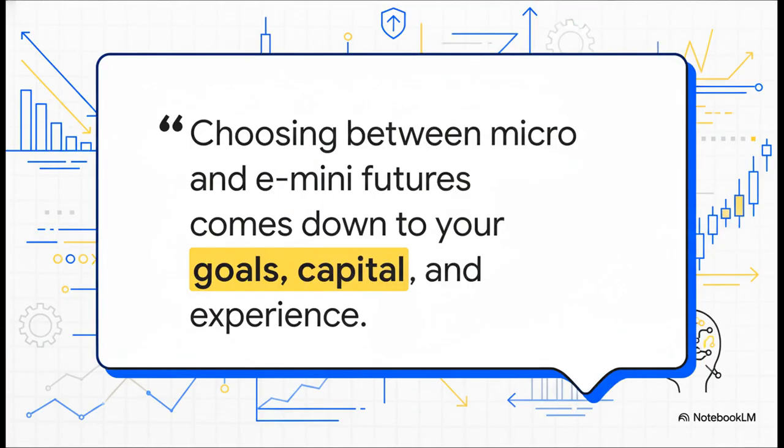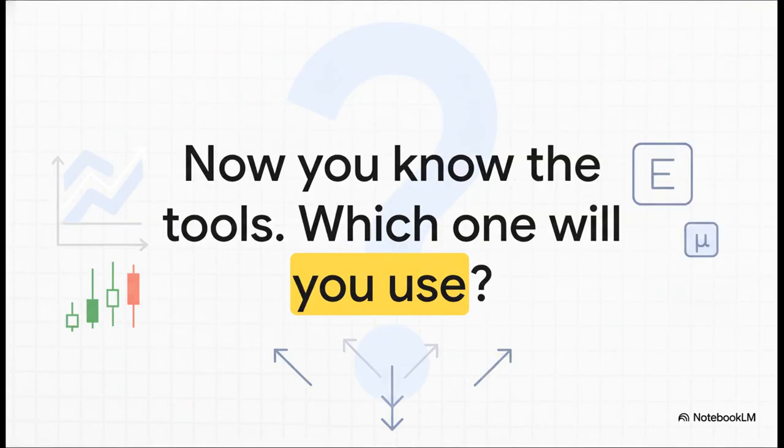And that really is the core takeaway. There is no single better contract here. The decision is a personal one, and it's tailored specifically to your individual journey in the markets. The best tool is simply the one that fits your current needs and allows you to execute your strategy both effectively and safely. Understanding these instruments is the foundational step. From here, you can make a much more strategic and informed choice for your trading. The right contract gives you control over your risk and your capital, and in trading, that control is everything. So now that you know the tools, which one will you use to build your strategy?